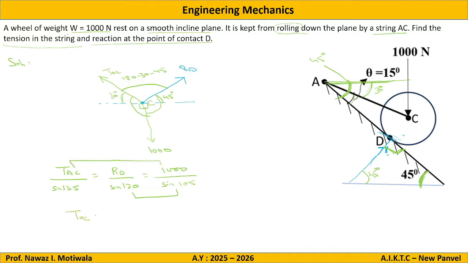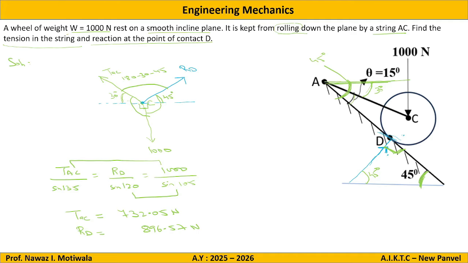So I am getting the answer for TAC as 732.05 Newtons, and I will get RD, that is reaction at point D, as 896.57 Newtons. This completes the solution because two things were asked: tension in cable AC and reaction at point D. Both of them are on the screen.